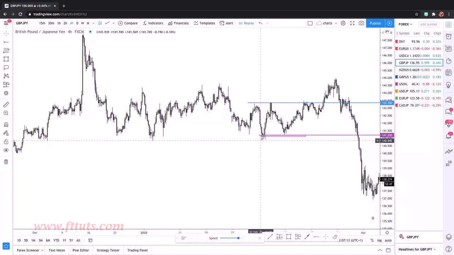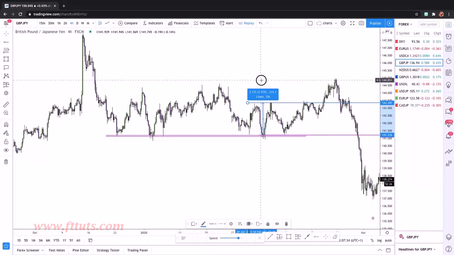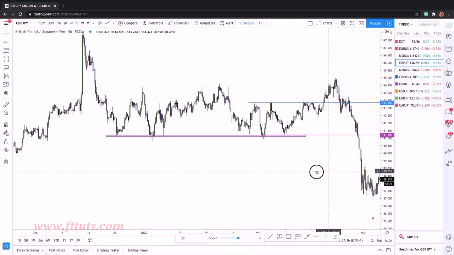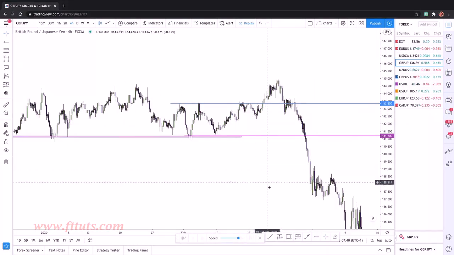Okay, so then again, at this level, we have support. So again, when you're taking these buys off these levels, they're big amounts of pips. Like from here, 271 pips. From here, almost 200. From here, 213. So on and so on. So they're really, really good levels. So you just have to focus on that.